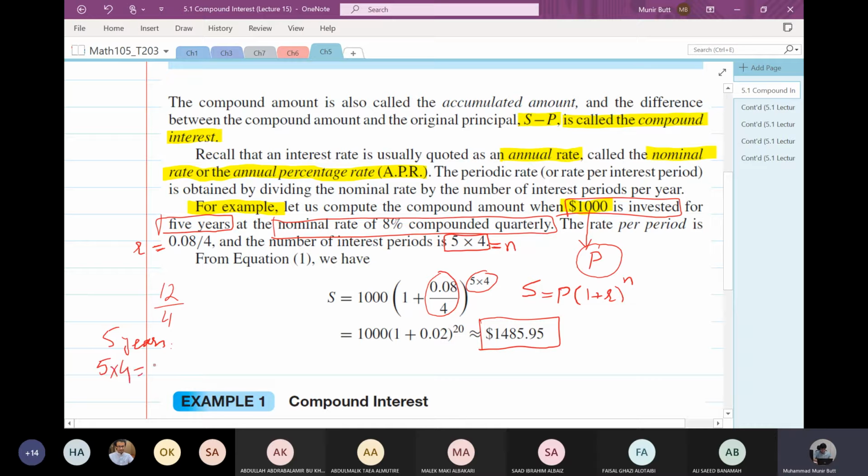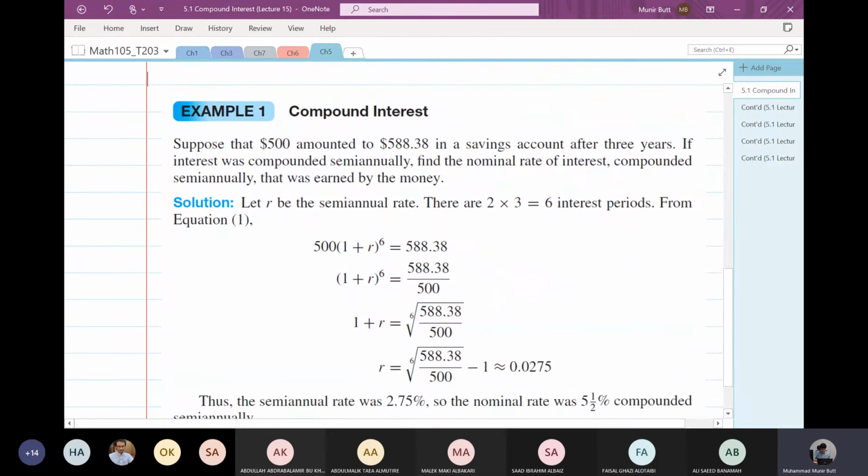5 into 4, there are 20. Since the percentage is given, the nominal rate is 8%, but compounded quarterly. But we have to evaluate it quarterly. So that means in each quarter of 1 year, it adds 8%, right? No, no, 8% annually. But we will calculate the things quarterly. You will see this, don't worry. There is a question coming. Let's focus on this one.